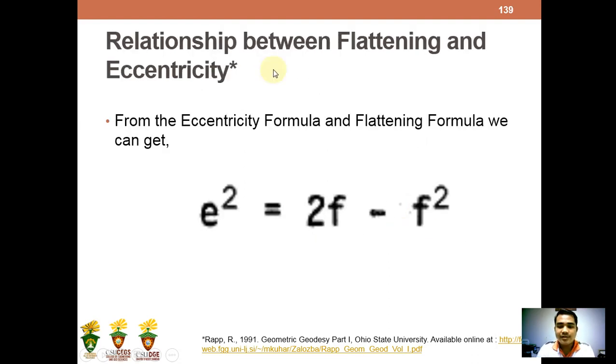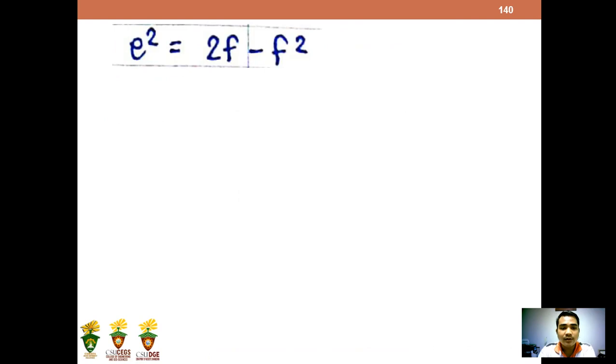And for the relationships between the flattening and eccentricity, we have this formula. If you are given the flattening, you only need the eccentricity. This is the formula: e squared is equal to 2f minus f squared. So to prove that they are equal, that e squared is equal to 2f minus f squared, we will prove it.